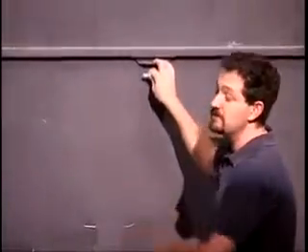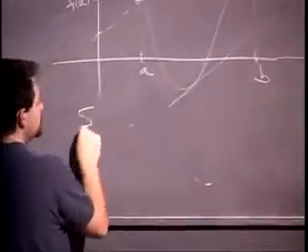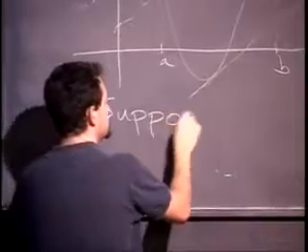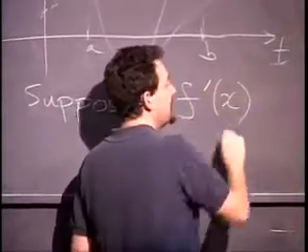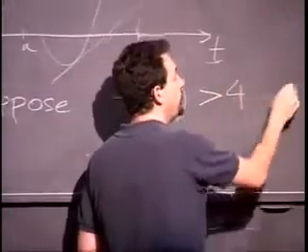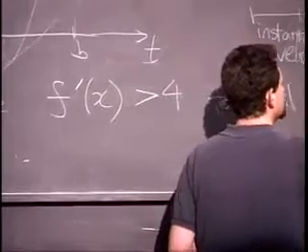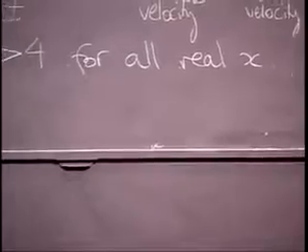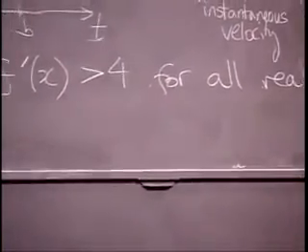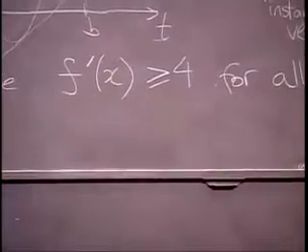Okay, so without further ado, let me give you an example. And it's actually more or less the same example that we just did, but stated in a different way. Suppose that f prime of x is greater than 4 for all x. Okay, I've got some function whose derivative is at least 4. In fact, what the hey, I'll make it greater than or equal to 4.